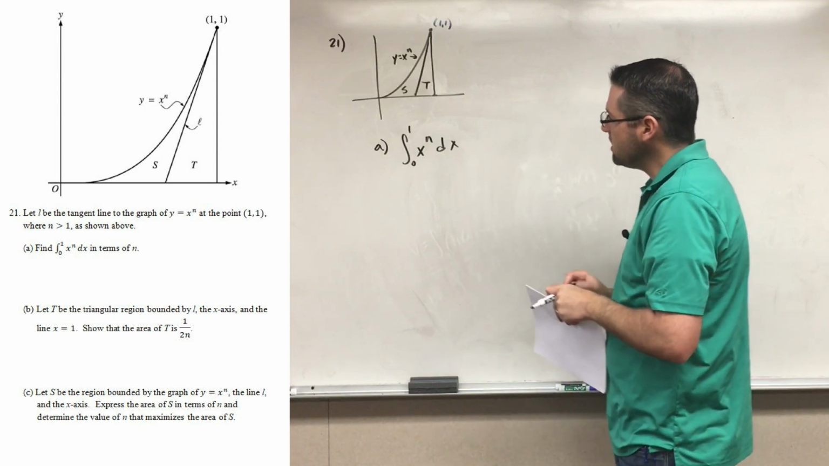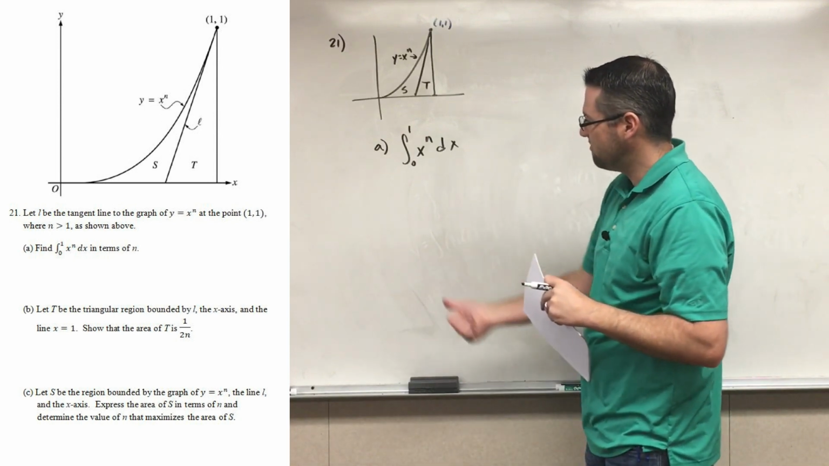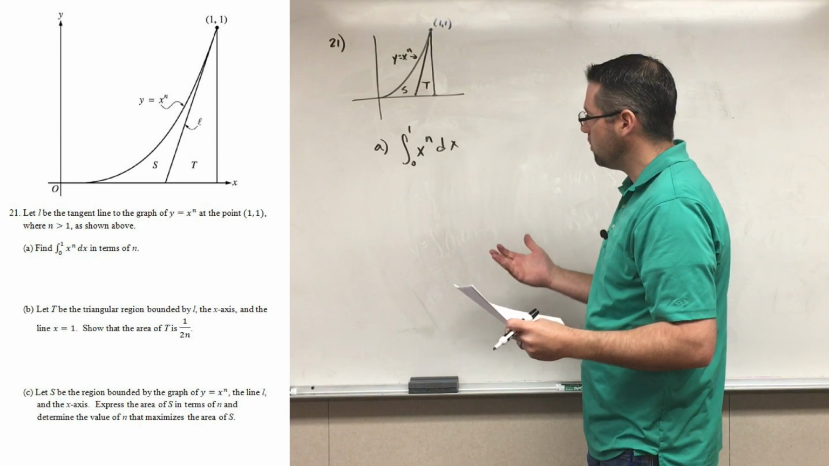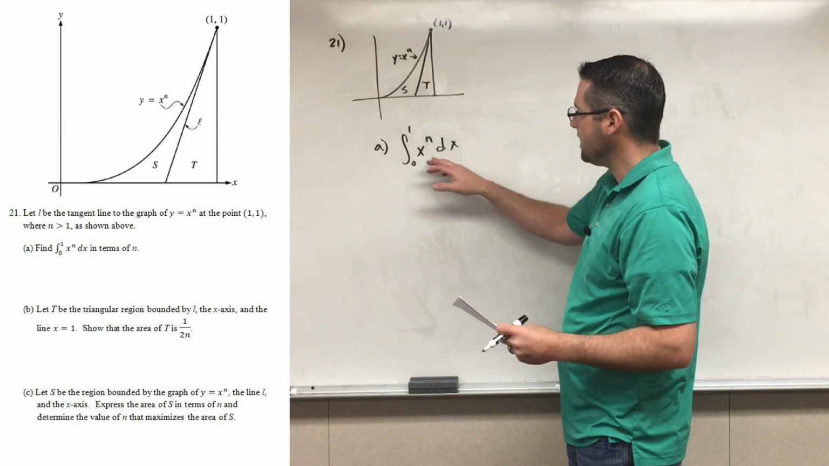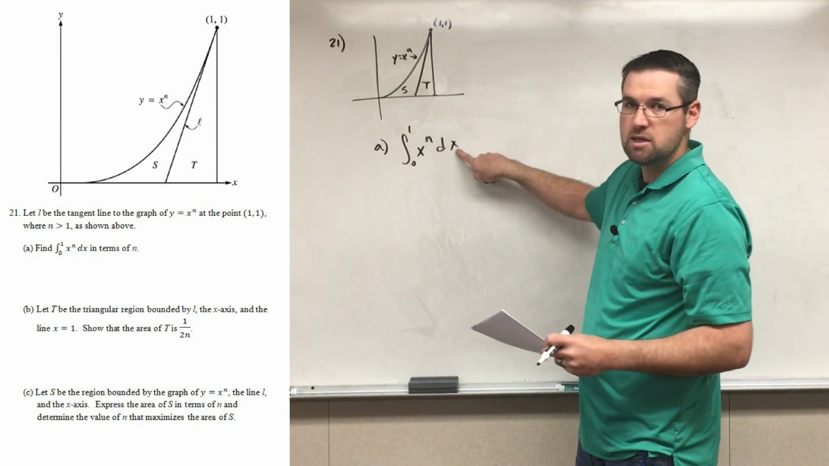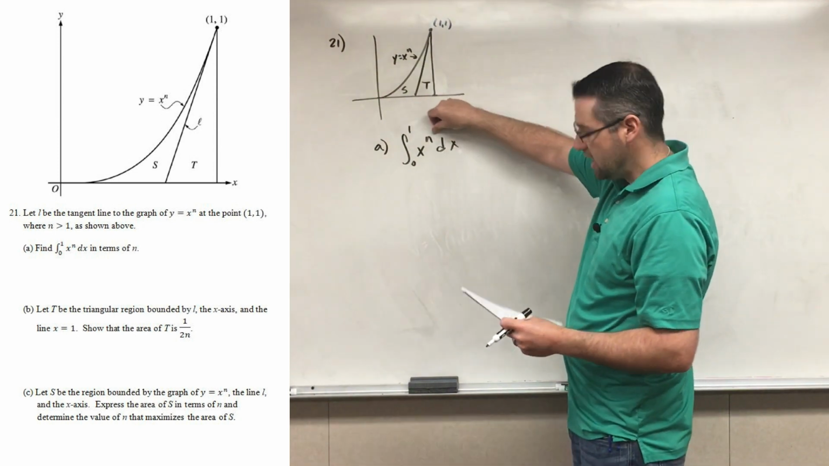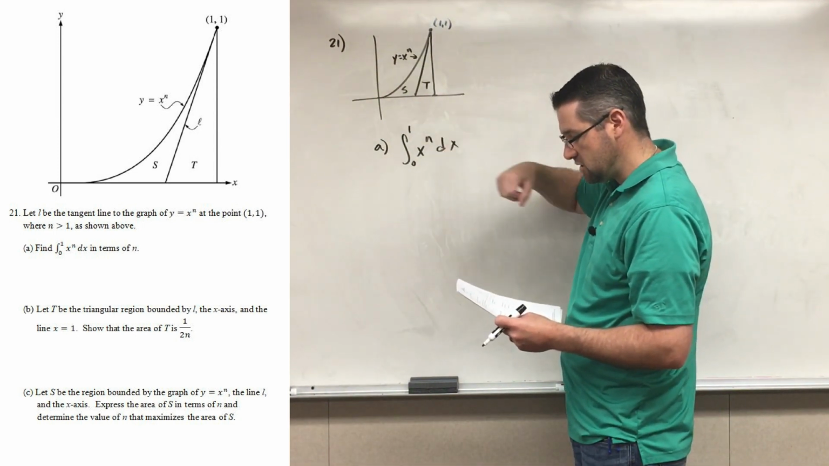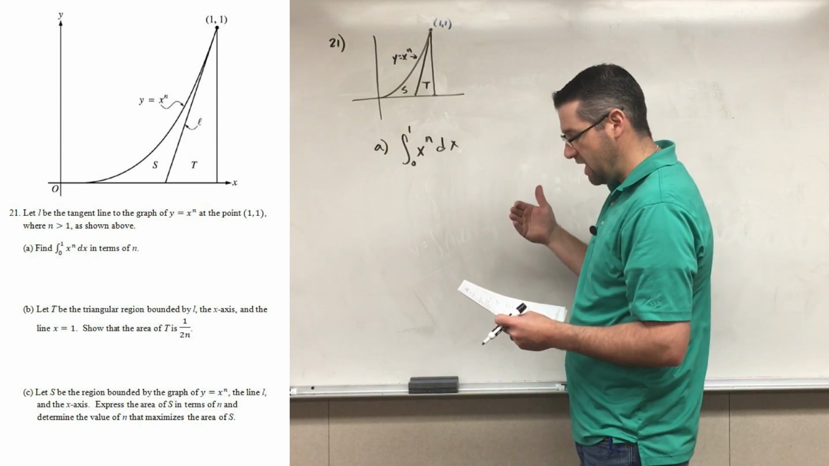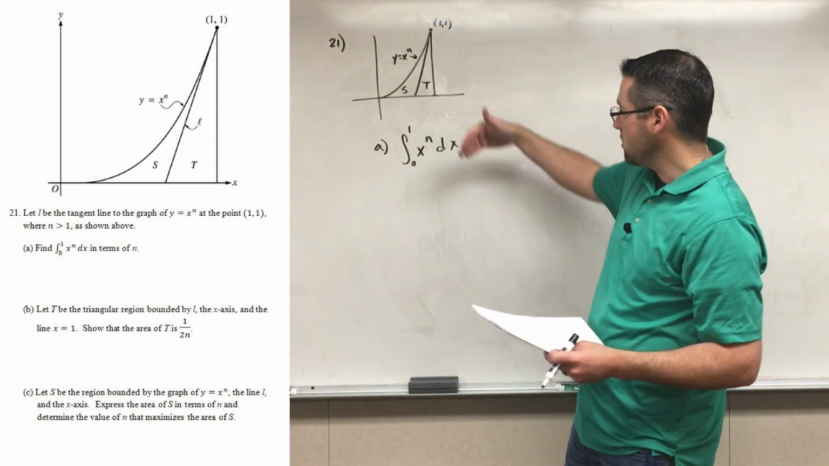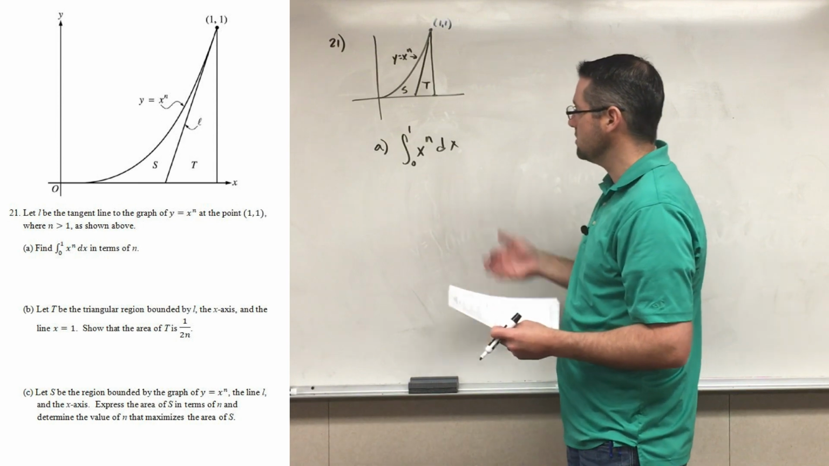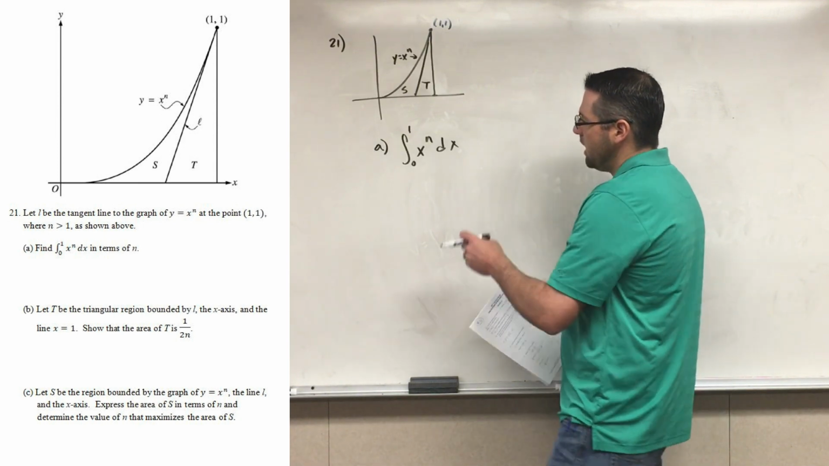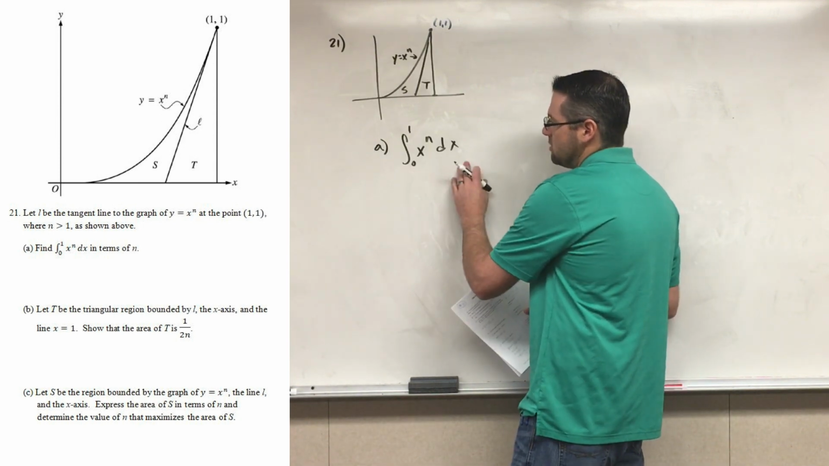And so the first thing we have to identify is what is the variable and what are all these letters representing. So x is a variable because we're taking the integral in terms of x. n is going to be a constant value because in the instructions it says that y equals x to the n where n is greater than 1. So n basically can be anything as long as it's greater than 1.